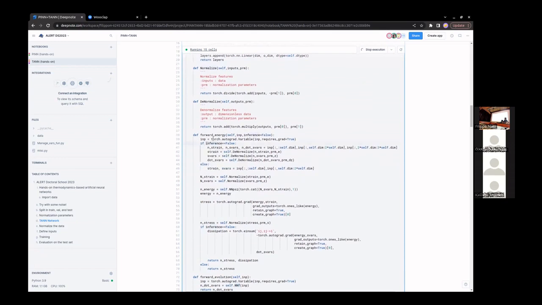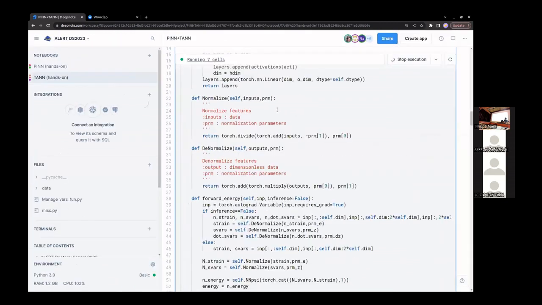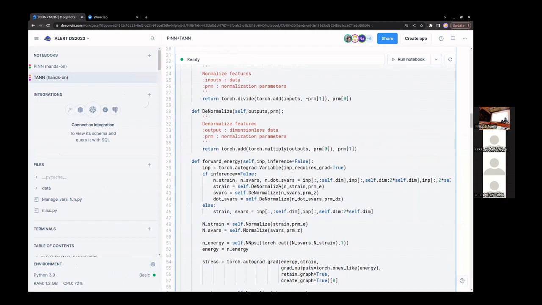Then imagine that you want to predict the energy. We have two forward blocks that make predictions. The first one is for the energy, and the second one is for the evolution equation. Probably I should zoom. For the energy, we enter with some inputs. Don't care about the inference flag; I was trying to be concise, but it might be more problematic to follow. Imagine that inference is equal to false, so we are training.